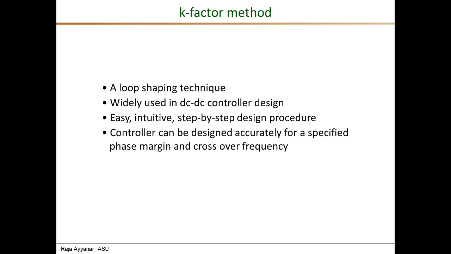And also importantly, once we have decided on what crossover frequency and what phase margin we want, then the K-factor controller can very accurately meet those phase margin and crossover. Unlike, for example, if you use a pole zero cancellation method, where you start with some value of desired crossover frequency and phase margin, but you only reach it approximately, not exactly, whereas K-factor can give you exact desired values of phase margin and omega c.